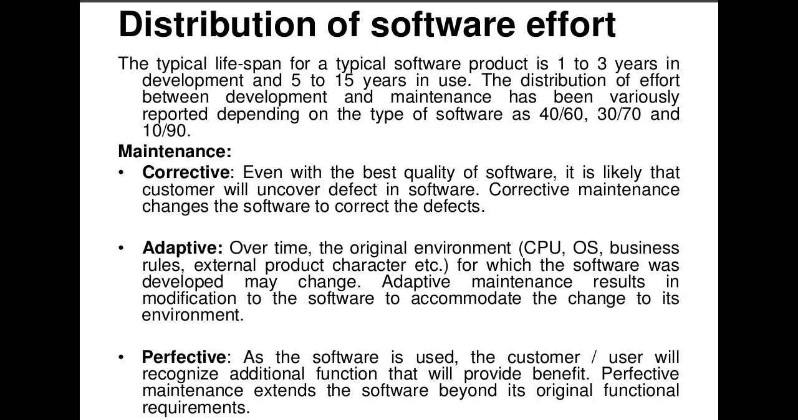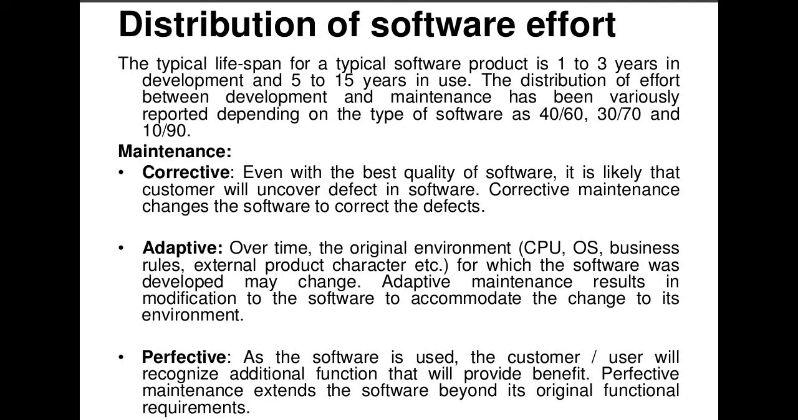Now, distribution of software effort. The lifespan of a typical software product is 1 to 3 years in development and 5 to 15 years in use. The distribution of effort between development and maintenance has been variously reported, depending on the type of software, as 40/60, 30/70, and 10/90.